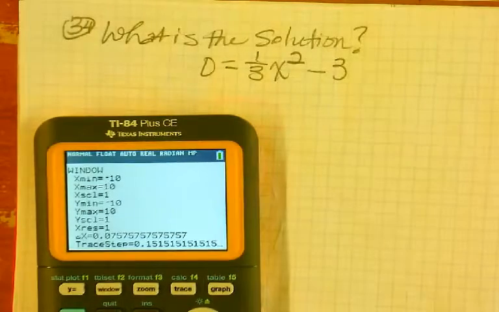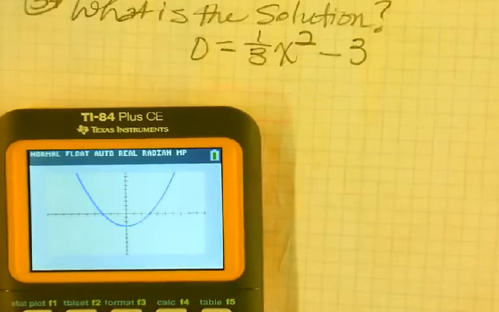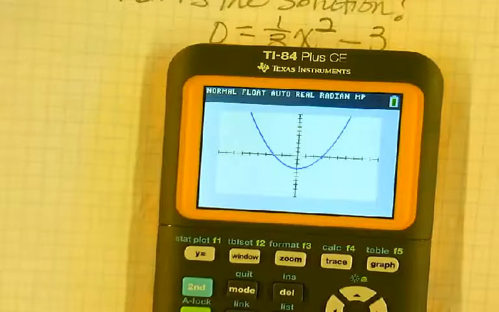Where are my solutions? Where are they? Look at your graph. Where are my solutions? Where there's no math required. Don't do any math. Just look at the graph. Where are the two answers that you're looking for?